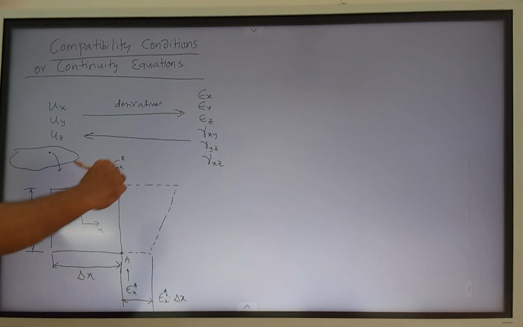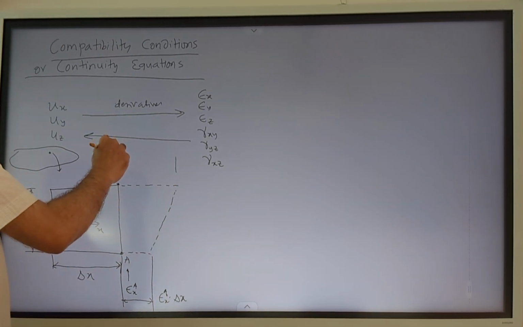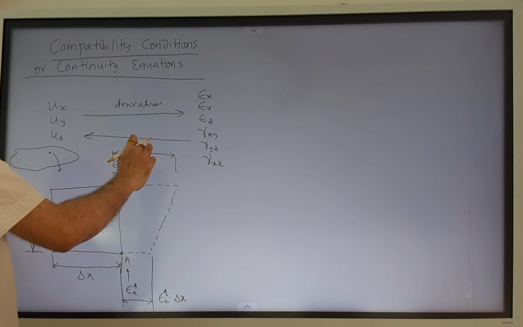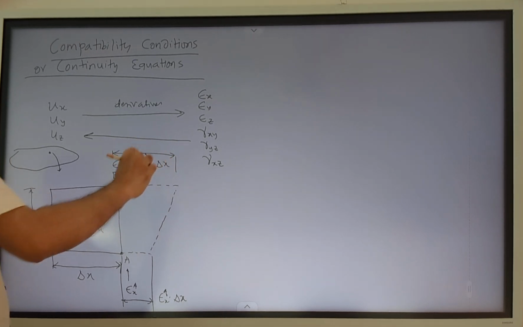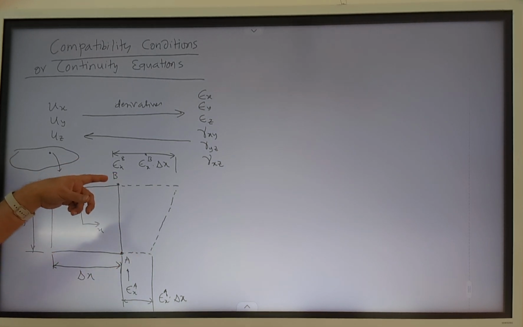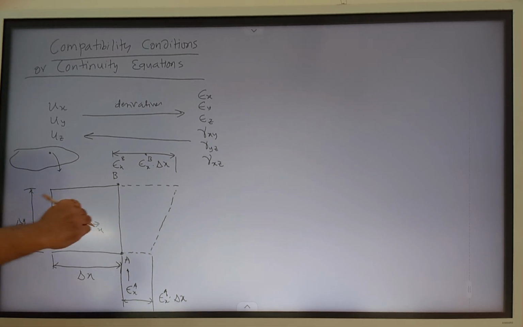Similarly, the top edge displacement would be given as epsilon xB multiplied by delta x. Now you can visually see here that this body is not only elongating, but it is also getting distorted. So there is some shear component which is also coming in this particular component.